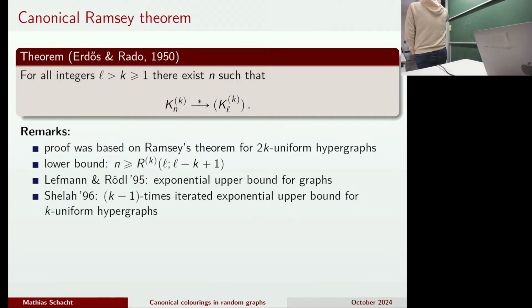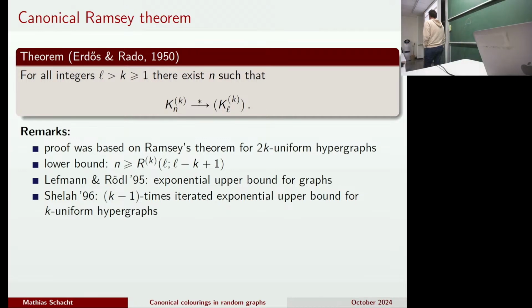And this gap was closed in the 90s. There was some work of Lessmann and Rödl where they showed that in fact the lower bound is the correct one. So for graphs, the lower bound is exponential, and they found a proof which avoids using full uniform hypergraphs, and also got an exponential upper bound. And I will show you some streamlined version of that proof later.